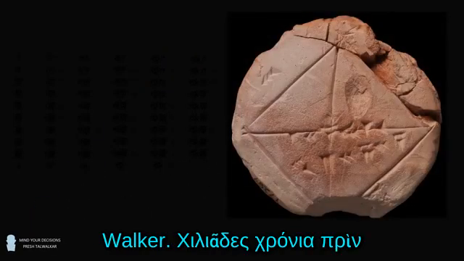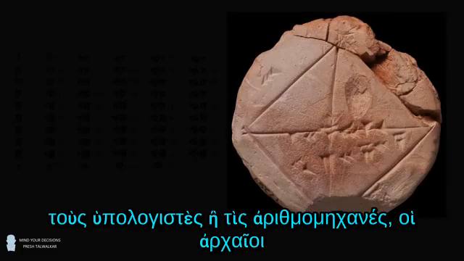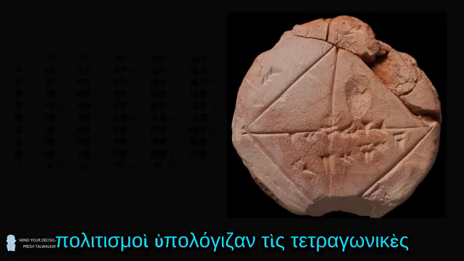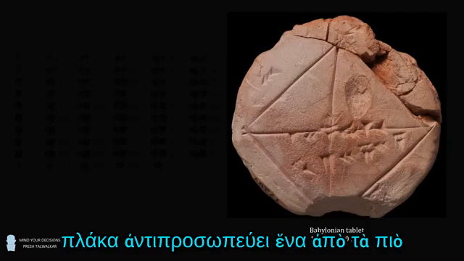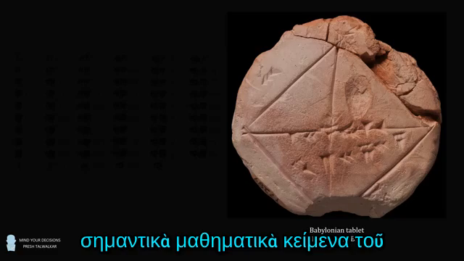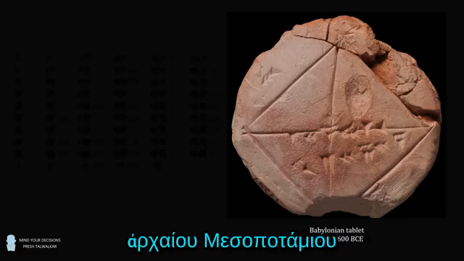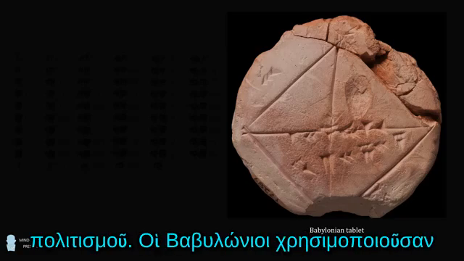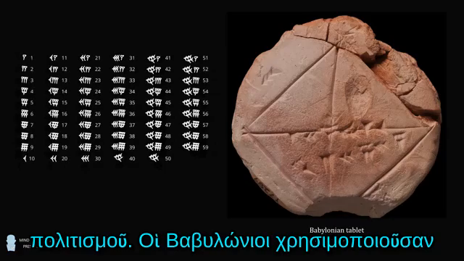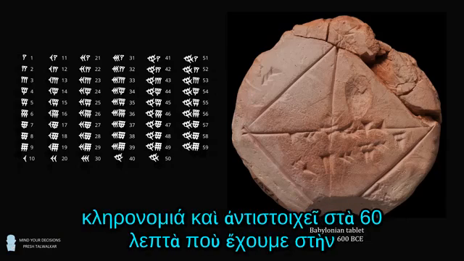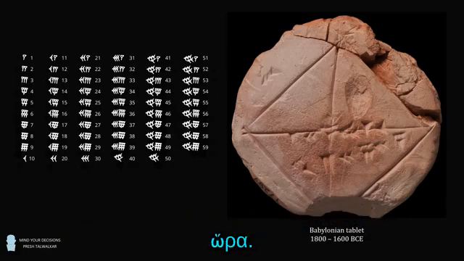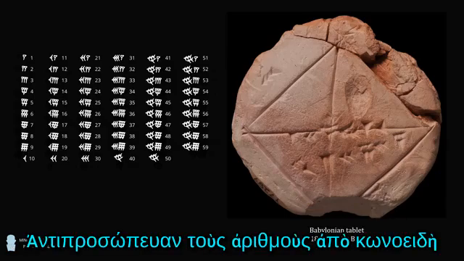Thousands of years before computers or calculators, ancient civilizations were computing square roots by hand. This Babylonian clay tablet represents one of the most important mathematical texts of the ancient Mesopotamian civilization. The Babylonians used a base 60 number system, which has an enduring legacy in the 60 minutes we have in an hour. They represented numbers by cuneiform numerals.